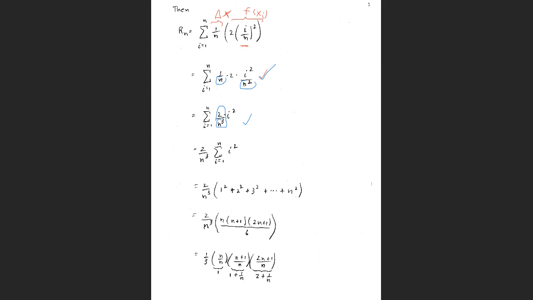But 2 over n cubed, in regards to the summation, is a constant. The summation goes from I equals 1 to n. Okay, 2 over n cubed is treated as a constant then. So you can bring 2 over n cubed out in front of the summation. But the summation of I squared, where I goes from 1 to n, is just 1 squared plus 2 squared plus 3 squared all the way up to n squared.